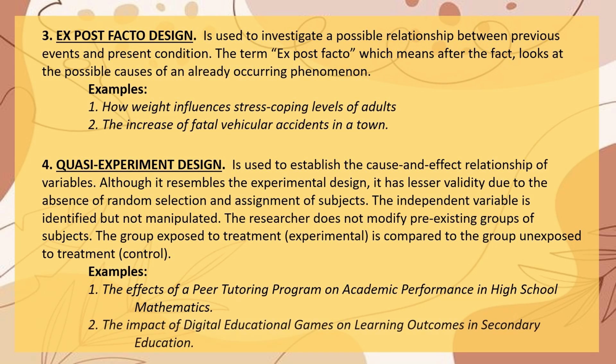The next example is the impact of digital educational games on learning outcomes in secondary education. Researchers would implement a digital game intervention with a specific group of students, such as one class or school, while using another similar group as a control that does not use the games. Researchers would then assess learning outcomes through pre-tests and post-tests, comparing the performance of both groups. This design allows the researchers to analyze the effectiveness of digital games on learning outcomes, although the absence of random assignment means that other variables may also influence the results.